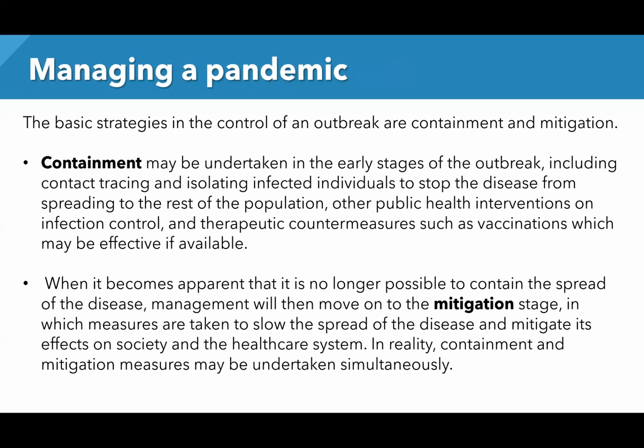We're now going to talk about how a pandemic can be managed. The basic strategies in the control of an outbreak are containment and mitigation. Containment may be undertaken in the early stages of the outbreak, including contact tracing and isolating infected individuals to stop the disease from spreading to the rest of the population, other public health interventions on infection control, and therapeutic countermeasures such as vaccinations, which may be effective if available.